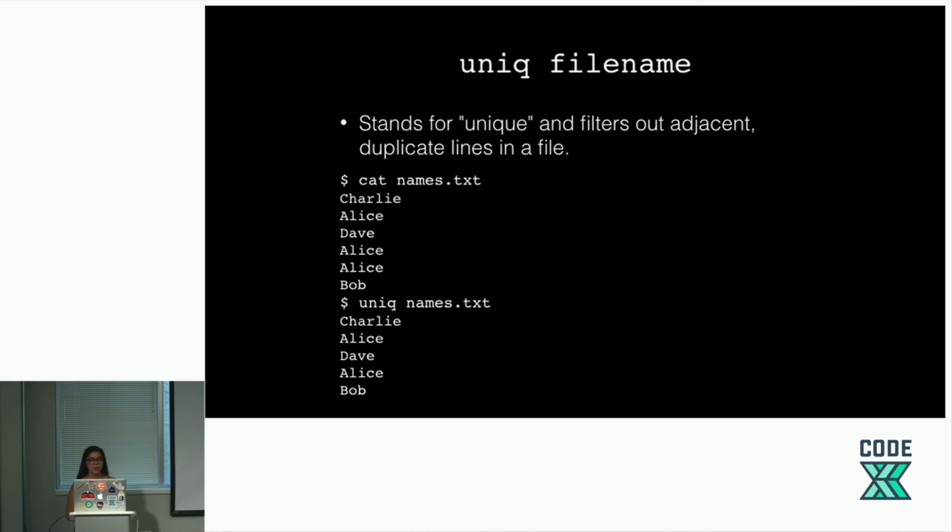Also, you can call unique on a file, and it will take all of the inputs in the file and remove the sequential duplicates. See how there's 2 Alices here? It just removed the duplicate Alice. So it just removes sequential duplicates, is what unique does. Or adjacent, that's the other word.